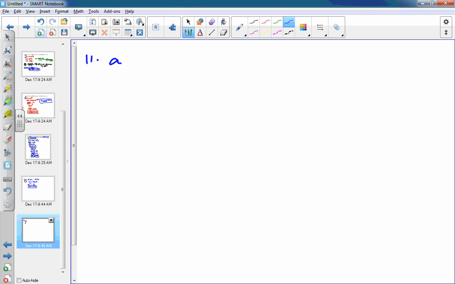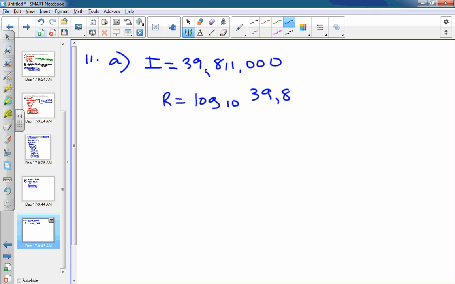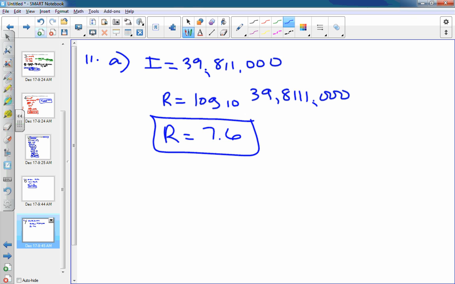11 A. The intensity is equal to 39,811,000. So you're going to use this formula: R is equal to log base 10 of 39,811,000. Okay. So how do you do that? You type it in the calculator just like that. And what are you going to get on the Richter scale? 7.6.